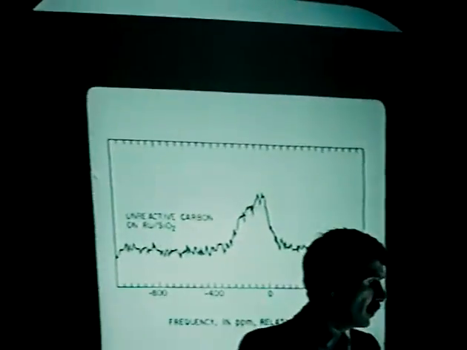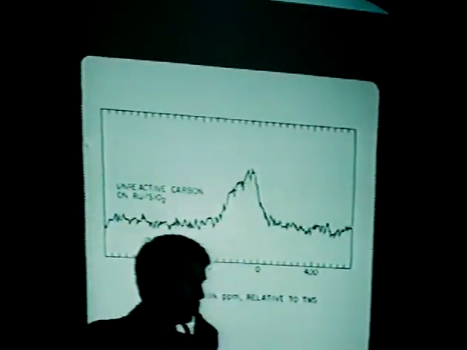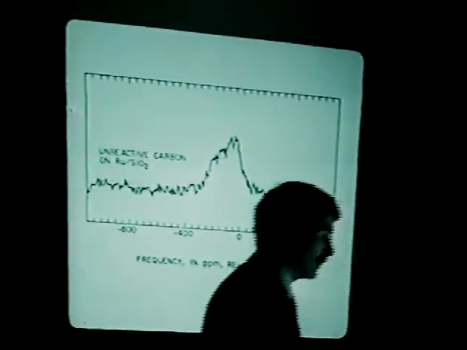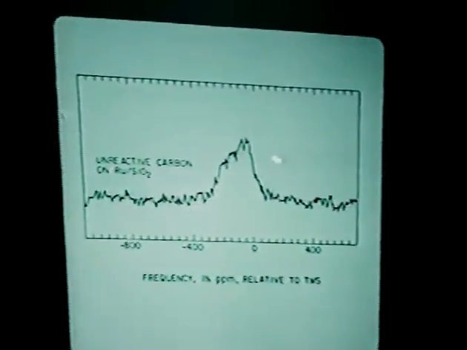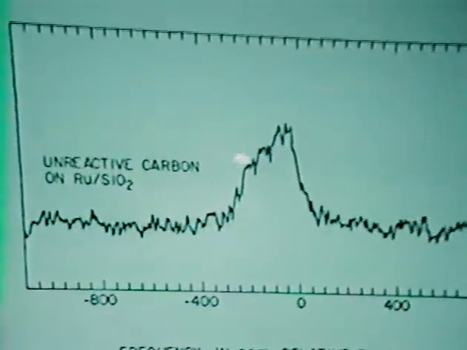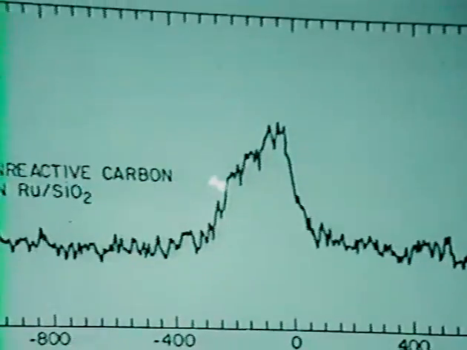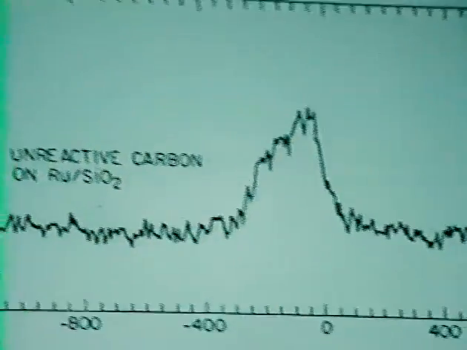Okay? Let's consider first the unreactive carbon on the graphite, or on the, we've given away the punchline there, on the ruthenium on the silicon. Okay? We have this peak. I don't have time to go into it, but these are not two peaks here. This is one single peak that has this very characteristic shape with this low shoulder over here and a higher shoulder over here. What causes that width?